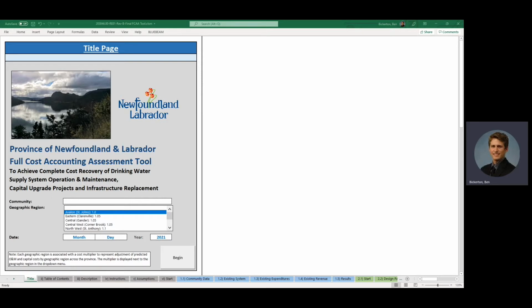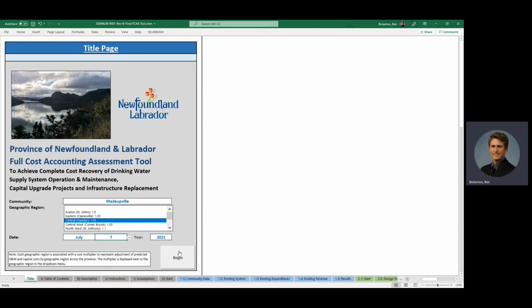On the title page, we will write down the community name and select a geographic region. Just select the region that is closest to your community, and we enter the current date. And then we hit begin.